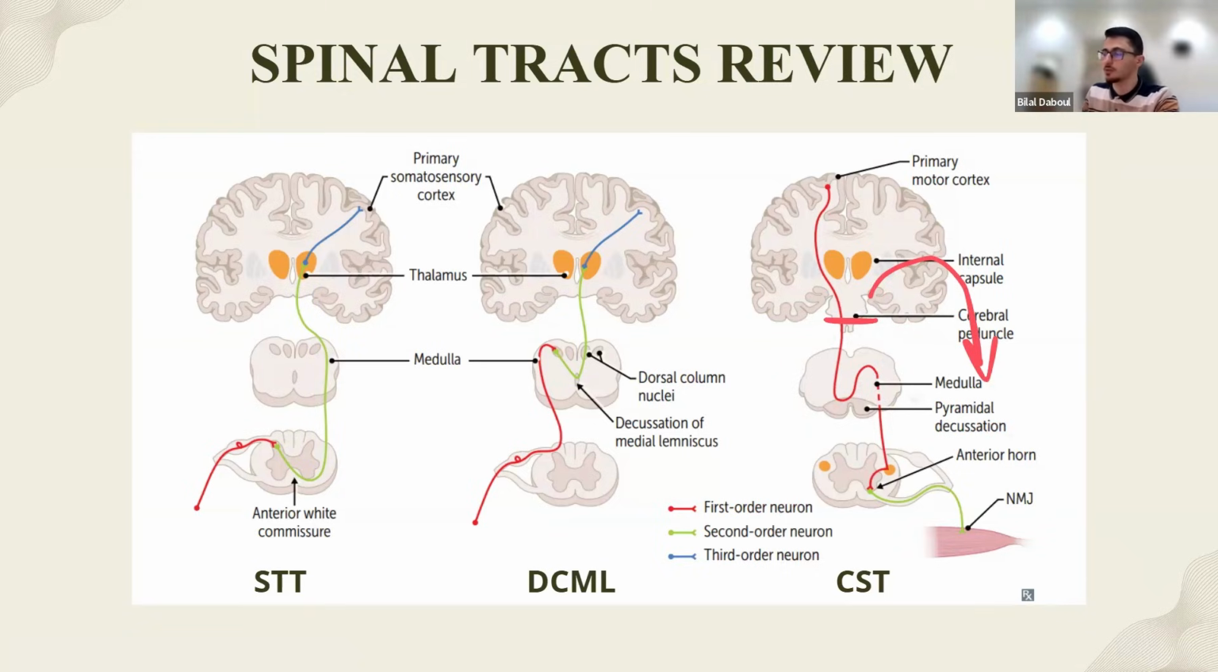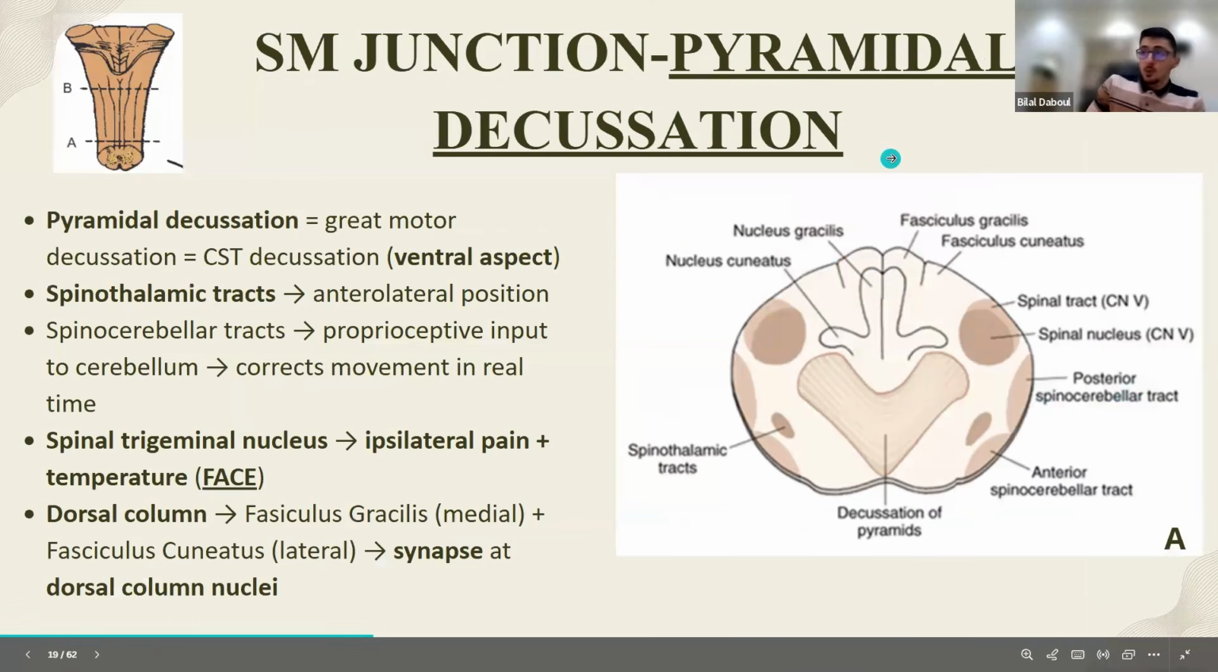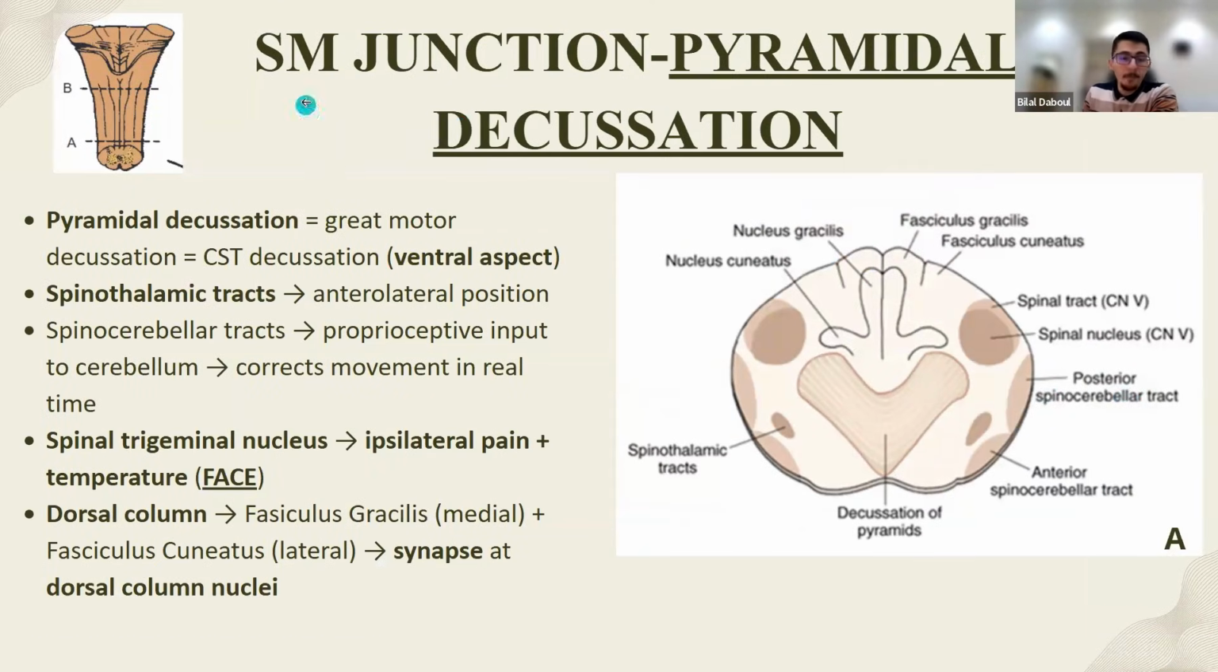Plegia equals complete paralysis, so contralateral to the site of the lesion. That's the idea here. So again, we'll proceed to the next slide. We start with the spinomedullary junction, SM, so the junction between the medulla and the spinal cord.